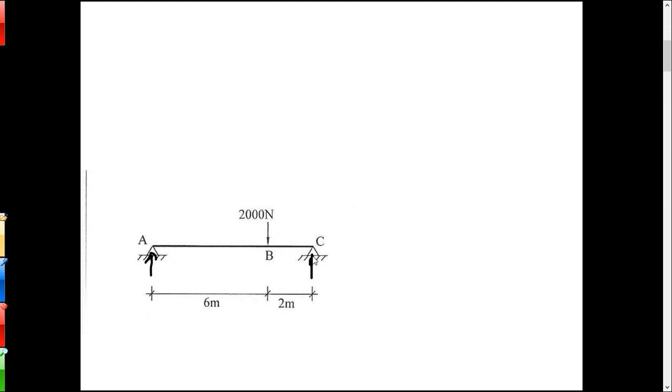Yeah, it's been a while. We got X reactions too, but we're not gonna worry about them because there's no applied X forces to cause X reactions. So we'll assume they zero out. And then you take the moment around one of the unknowns to solve for the other, because you got two Y unknowns. That allows you to solve for the other.